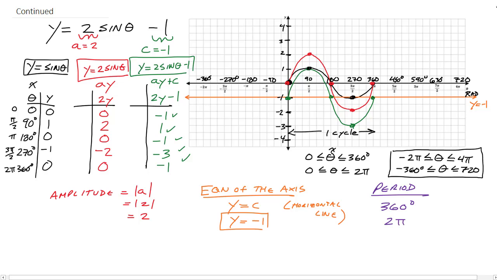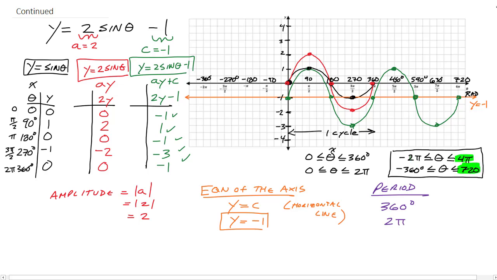Well, where's the next point going to be if we keep this going? We're going to be over here, and we're going to go up to 1 again. And then we're going to take another 90-degree step and come back down. Another 90-degree step, come back down. Another 90-degree step. There we go. So I've extended my graph to 720 or 4 pi.